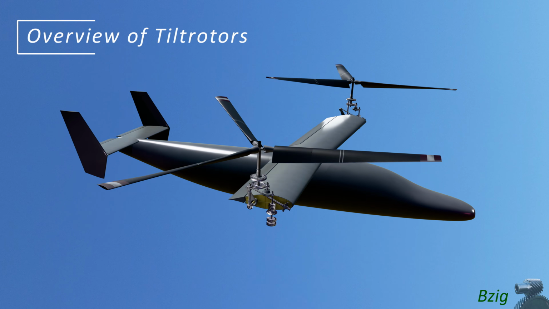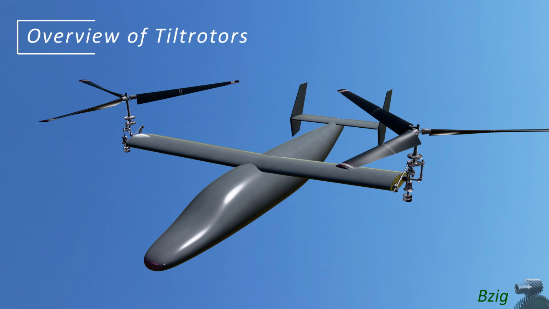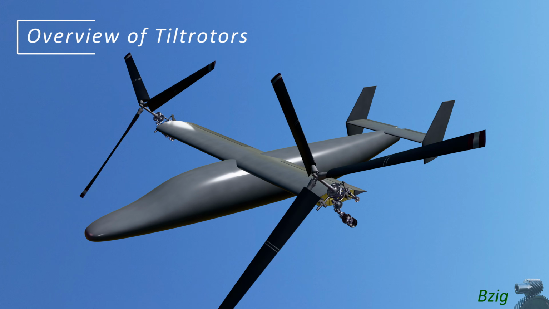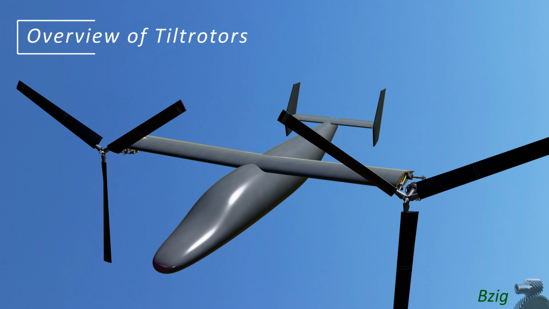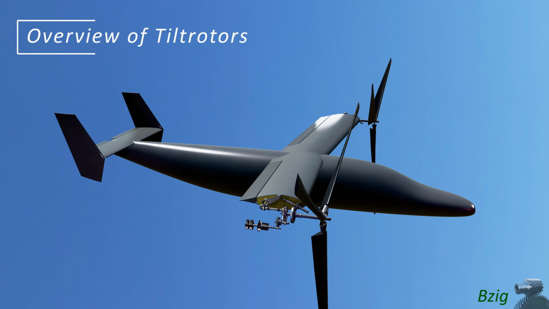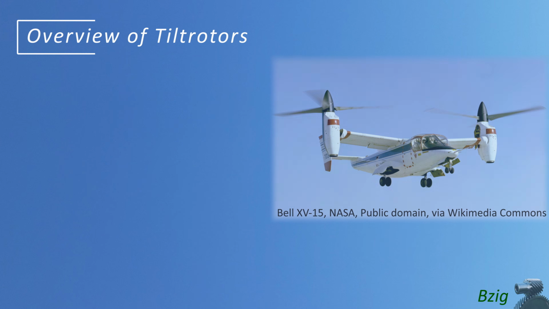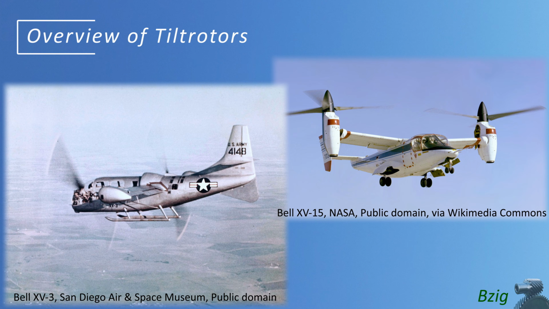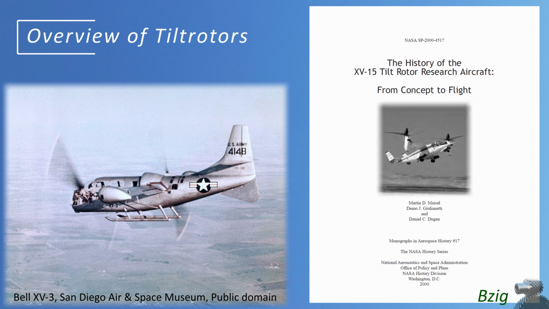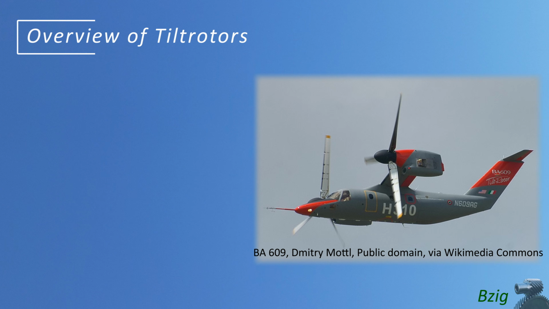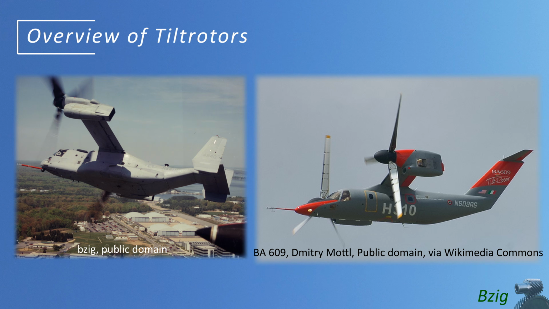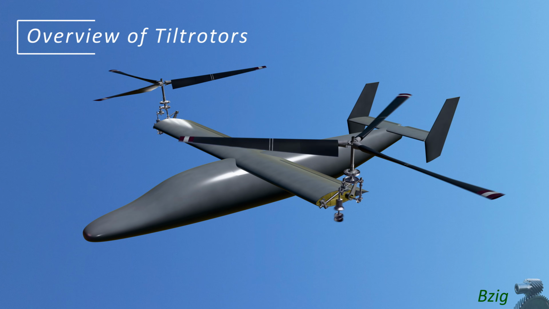I'll start with a brief overview of tilt rotors in general. The model on the screen is a generic tilt rotor. It's not meant to represent any one specific design. I used technical data from the XV15 and the XV3 from a NASA report, and also some Wikipedia facts and figures for the AW609 and the MV22 Osprey. All the references are in the video description.